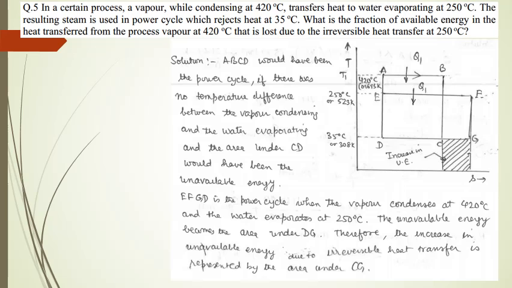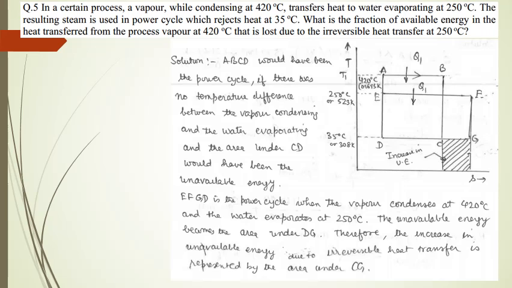In a certain process, a vapor, while condensing at 420 degrees Celsius, transfers heat to water evaporating at 250 degrees Celsius. The resulting steam is used in a power cycle which rejects heat at 35 degrees Celsius. What is the fraction of the available energy in the heat transferred from the process at 420 degrees Celsius that is lost due to irreversible heat transfer at 250 degrees Celsius?